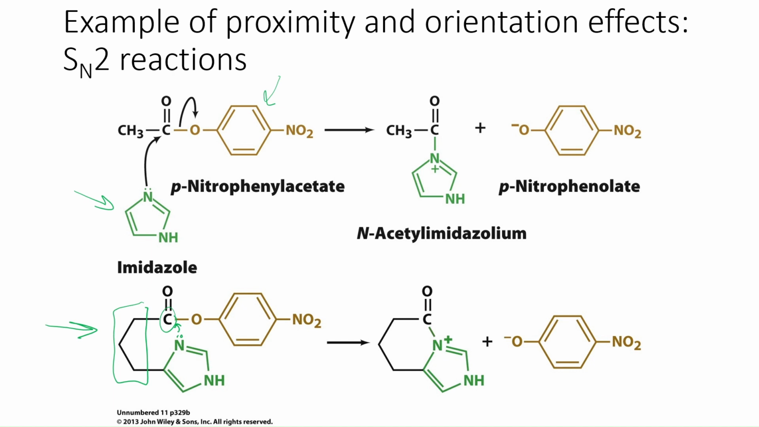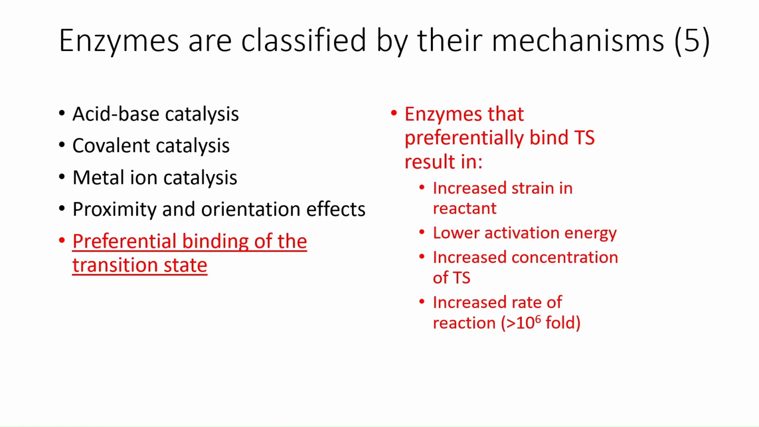And so ultimately this reaction on the bottom proceeds much more quickly than the reaction at the top because of proximity and orientation effects. And enzymes can do a similar thing where they'll bring substrates or reactants closer together, both in space and in orientation. So next, let's look at other mechanisms that enzymes use. And so now we're going to talk about preferential binding of the transition state.